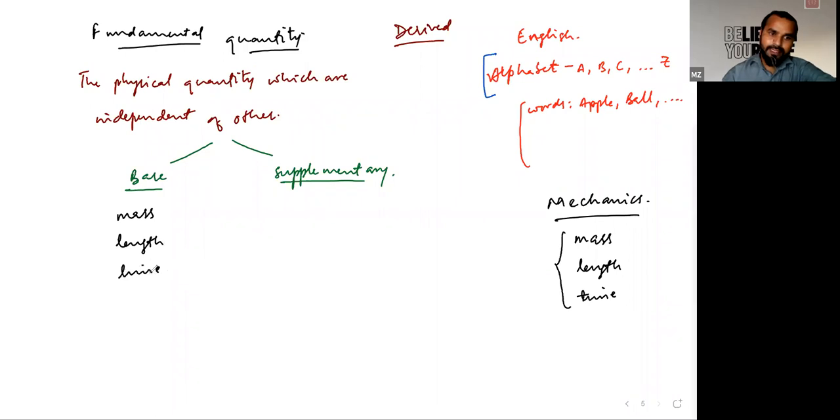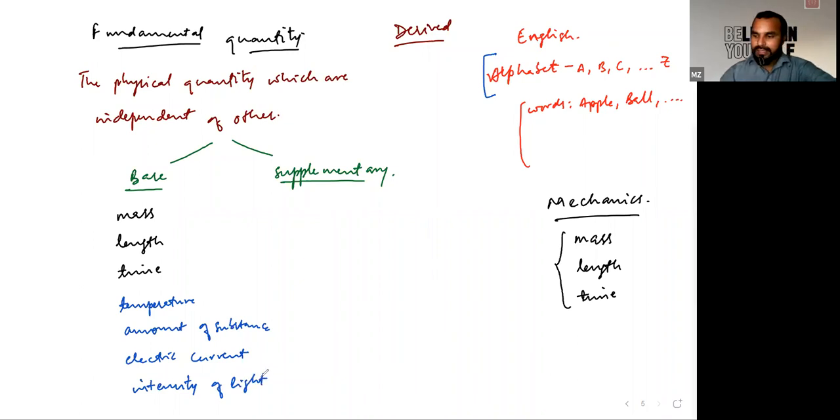length, and time. But due to the advancement of physics, some more quantities were introduced in this section, like temperature, amount of substance, electric current, and the last is intensity of light. So we have in total seven base fundamental quantities. Okay, is it clear to everyone? Yes, sir.